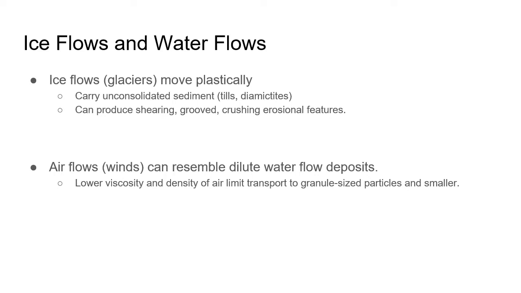Our airflows or winds actually resemble dilute water flow deposits. If you think about aeolian deposits, they're more similar to what we see in fluvial settings than, let's say, Bouma sequences, for example. So we have lower viscosity and lower density of the air, which does limit the transport to pretty much granule-sized particles and smaller. We don't usually around this planet get winds powerful enough to be moving boulders or anything like that. So there are some differences, there are some limitations, but ultimately they're similar enough where we can make some educated comparisons.